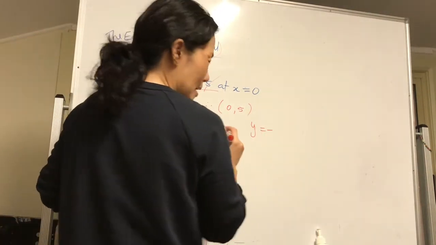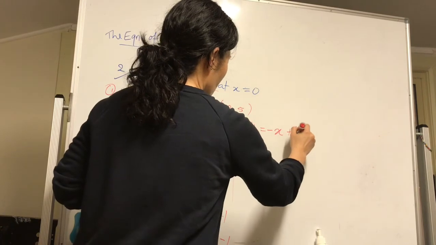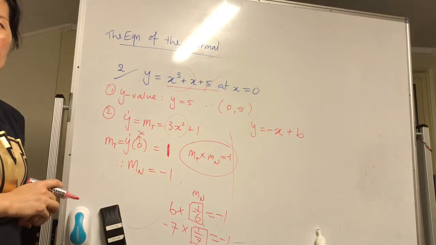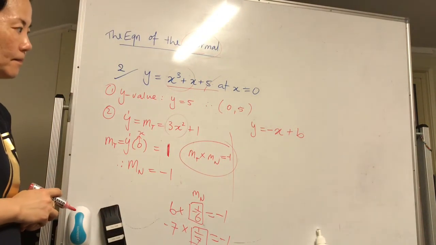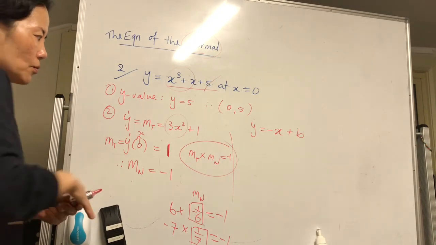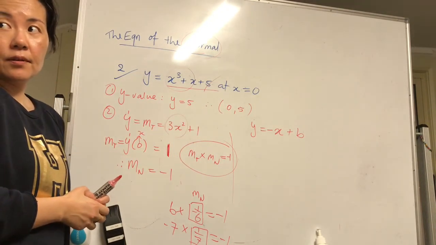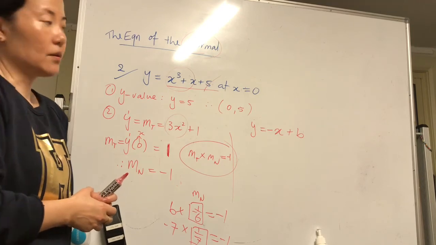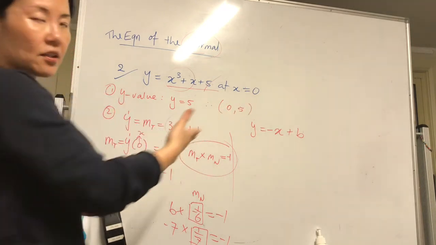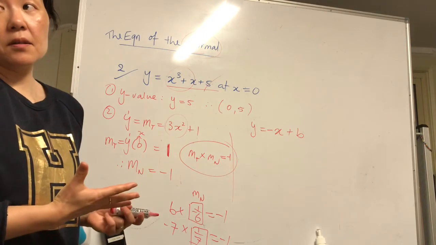So y equals... m is minus 1, isn't it? So I'm not going to write a minus 1, I'm just going to write minus x plus b, correct? But isn't x 0? No, we use the 0 to find the y value. Oh, so we're finding x? No, we're trying to find b now, the y-intercept.